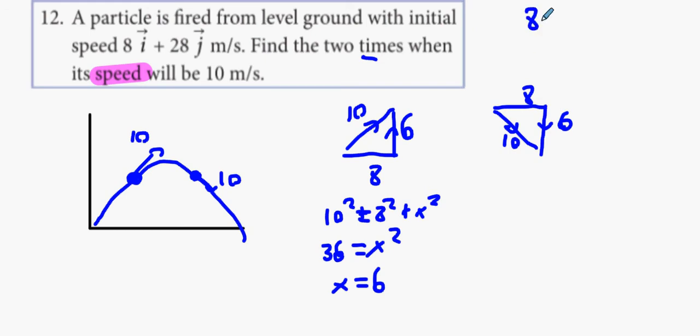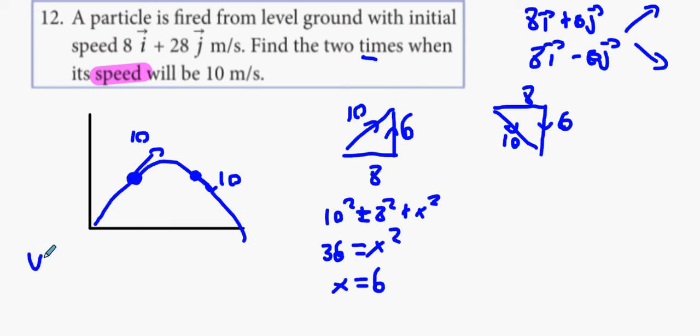So when the velocity is 8i plus 6j, that means you're going 10 meters per second. When it's 8i minus 6j, that's your way down; the other one's your way up. It's also 10 meters per second. So essentially the question's changed. The question has become Py equals 6 and Py equals minus 6. Find those 2 times and you're done. Okay? It's actually a much easier question than you would have given it credit for.